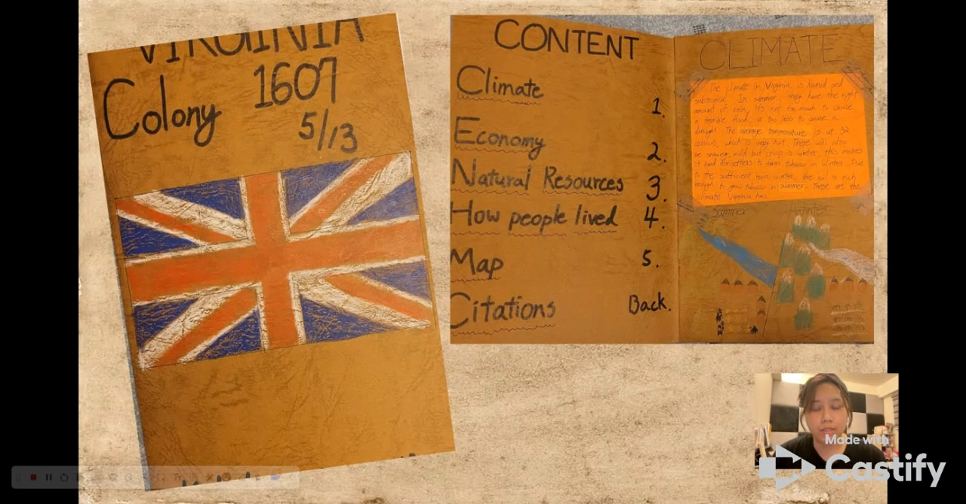This is one of the projects, and the team actually did this project on Virginia colony, and the time period was 1607, right? And you can kind of see how this team tried to make their own content. They had issues of climate, issues of economy, natural resources were lacking, and how people lived with cultural aspects, and obviously the geography, which is very important. You can also throw in a map, that's fine, but at the end of the project you might want to do citations.